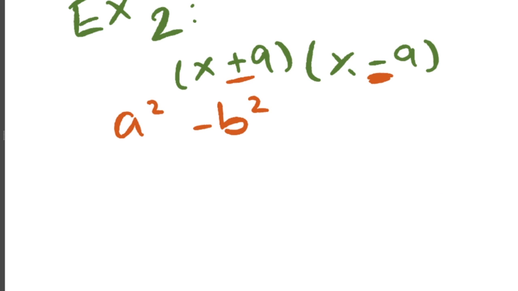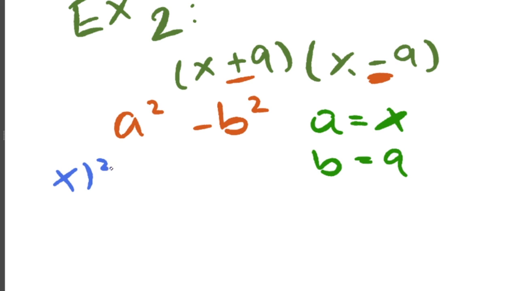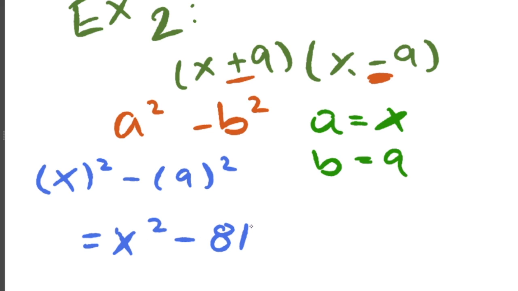We have to identify our a and our b. We know that a is x here, and b is 9. Again, we're going to plug it into our equation. So we have x squared minus, and then plug in b, which is 9 squared. So we get x squared minus 81. And that's how you do that.